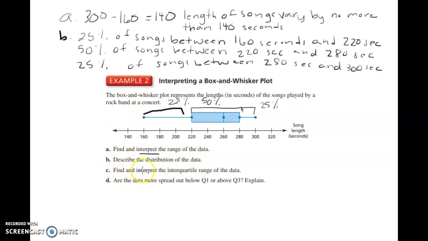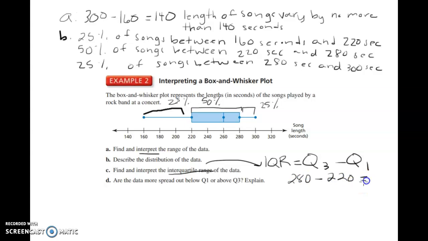All right, C, find and interpret the interquartile range of the data. So we could remember that the interquartile range of the data is the IQR, which is Q3 minus Q1. So if we look here, Q3 is 280 and Q1 is 220. So we would have 280 minus 220, and that is going to give us 60.